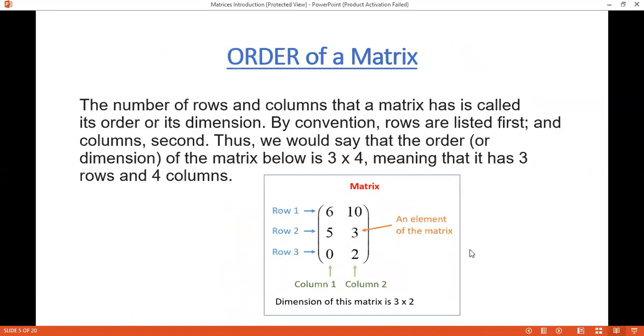Now the order of matrices. The order of a matrix solely depends on the number of rows and the number of columns. By convention, rows are listed first. First we write rows and then columns. For example, in this case, we have 2 columns and 3 rows. So I write rows into columns. How many rows? 1, 2, 3. So 3 into 2 is the order of this matrix.